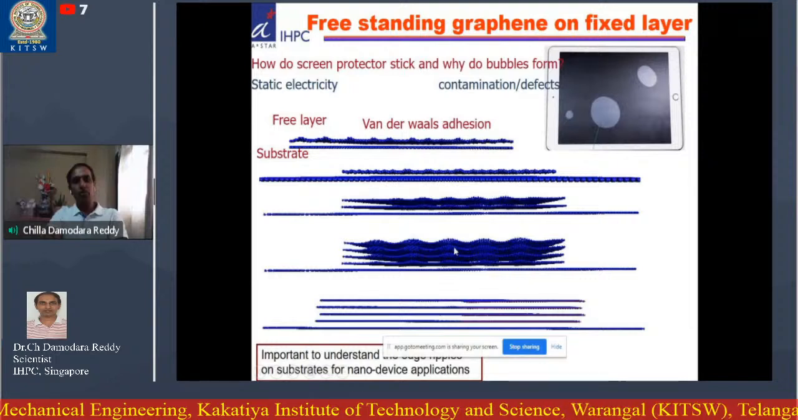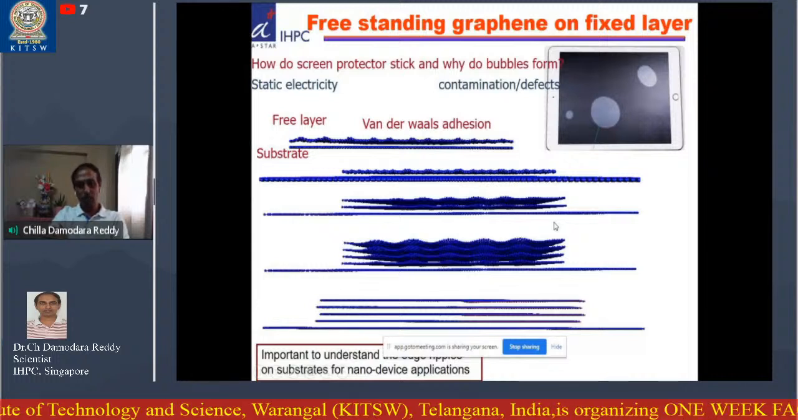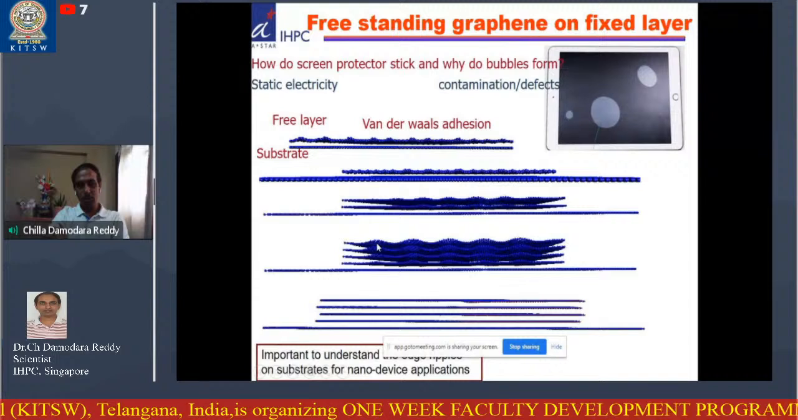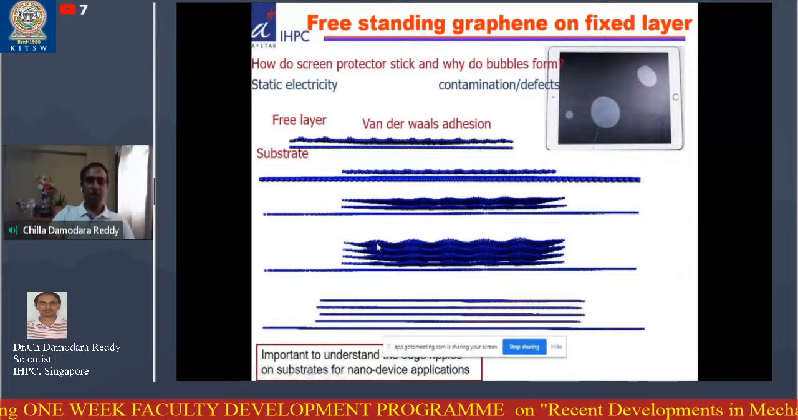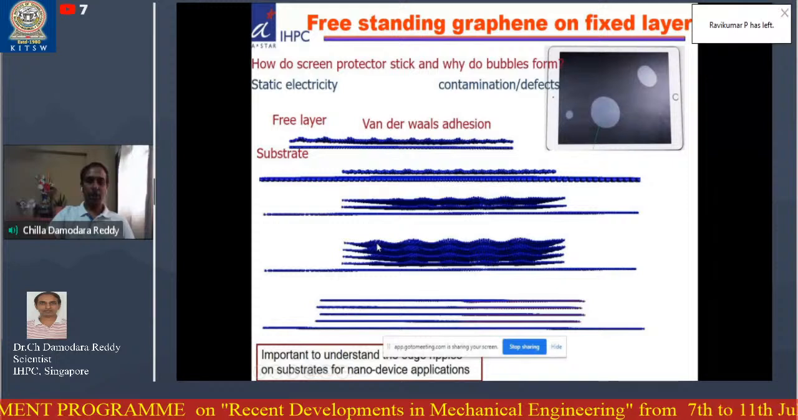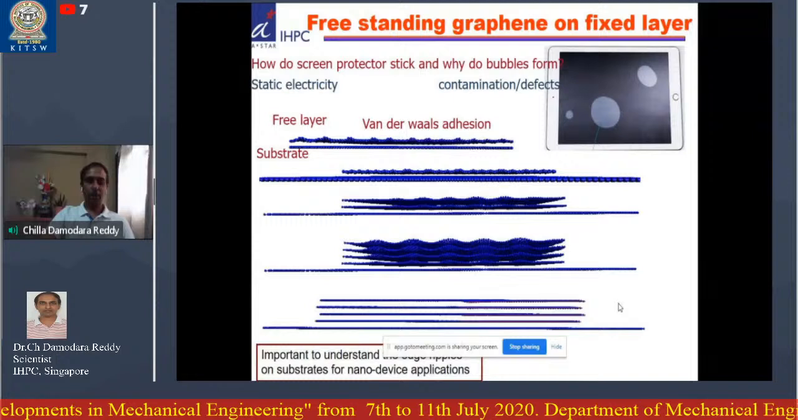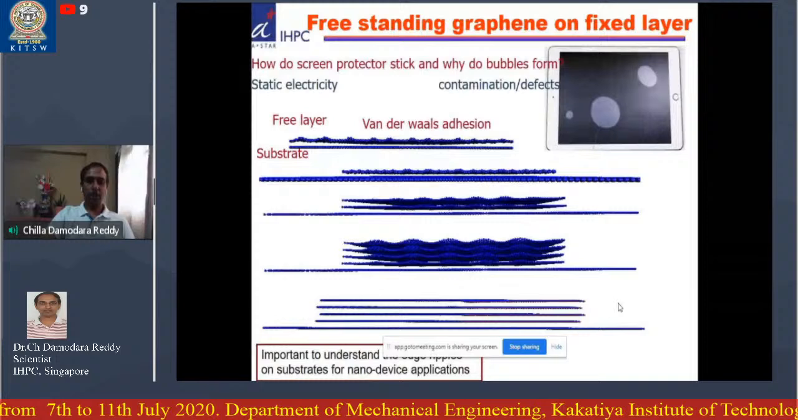Previously I explained that if you put hydrogen at the edges, then all these layers come out totally flat. So it is easy to remove these edge ripples so that you can use it for applications. That is one of the advantages of functionalization of edges using hydrogen or some other atoms.